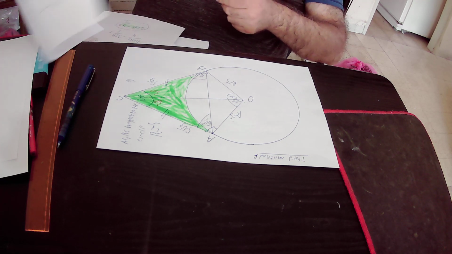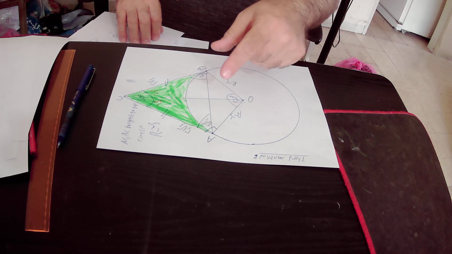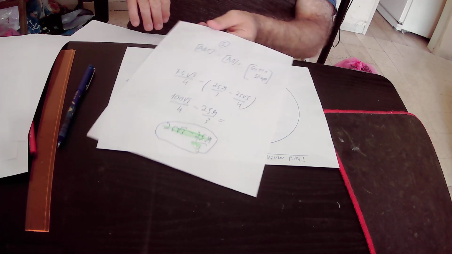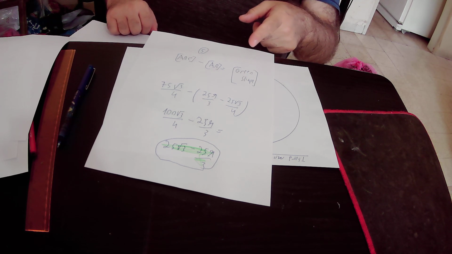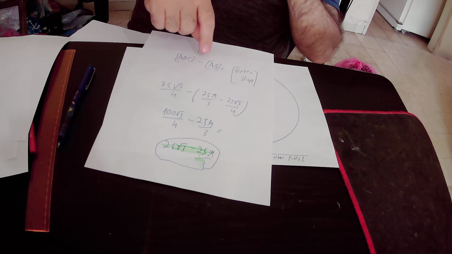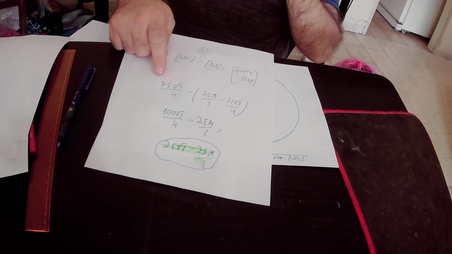Okay, so the area of triangle ABC minus the area of circular segment AB will be equal to the area of the green shape. We have already found out that the area of triangle ABC equals 75 times root 3 over 4, and the area of circular segment AB equals this expression. We solved this simple expression, and we found out that the area of the green shape equals 25 root 3 minus 25 pi over 3 square units. Okay? Thank you very much.